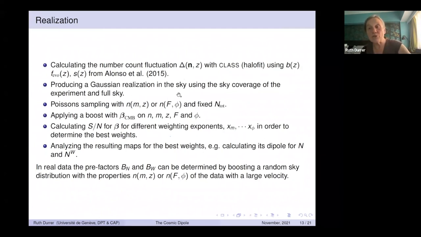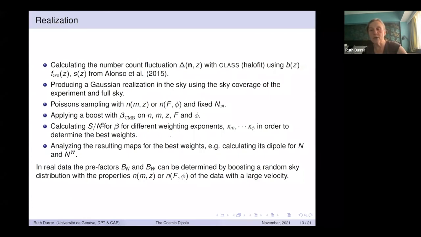Then we produced the Gaussian realization of the sky using the sky coverage of the experiment or the full sky. We wanted to compare how the two differ. Then we Poisson sampled this sky with the corresponding distribution of magnitudes and redshifts for LSST and Euclid, or with the corresponding distribution of flux and size for SKA, by fixing the total number of objects. Finally, we apply a boost with the CMB velocity on all these properties.